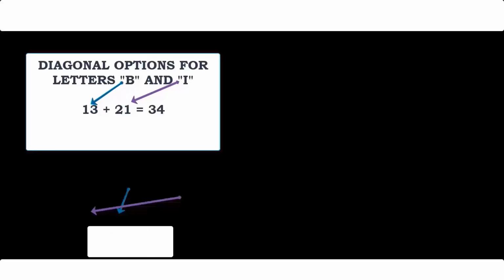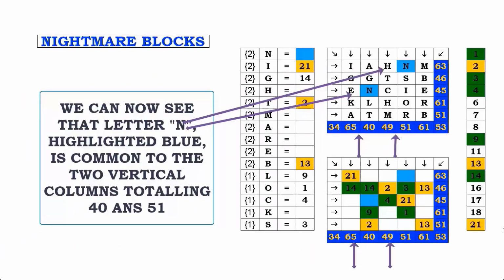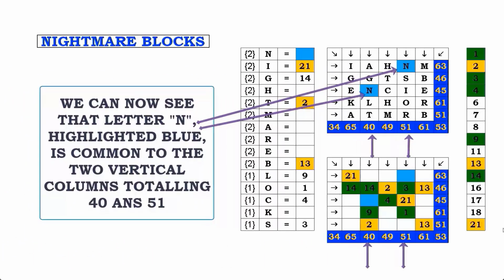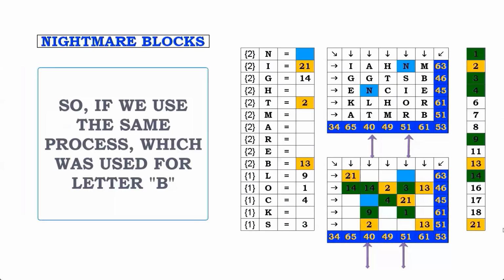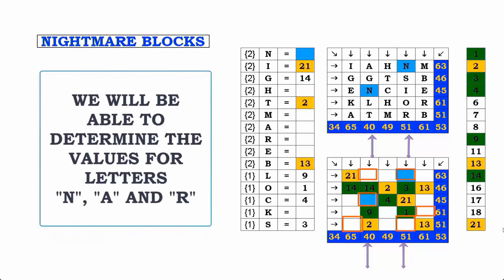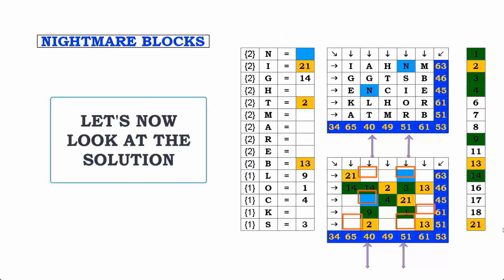Let's fill them in. We can now see that the letter M, highlighted blue, is common to the two vertical columns totaling 40 and 51. So if we use the same process which we used for letter B, we will be able to determine the values for letters N, A and R. Let's now look at the solution.